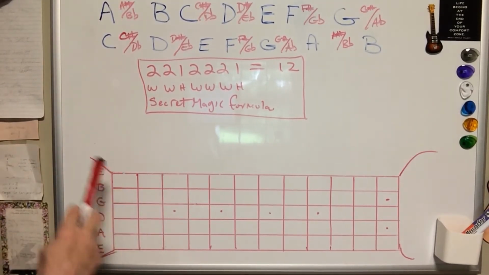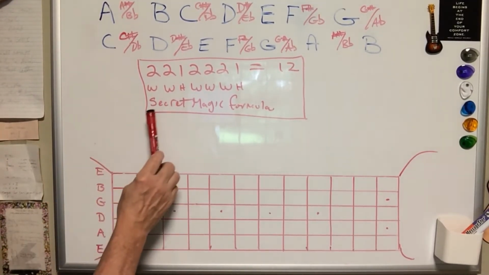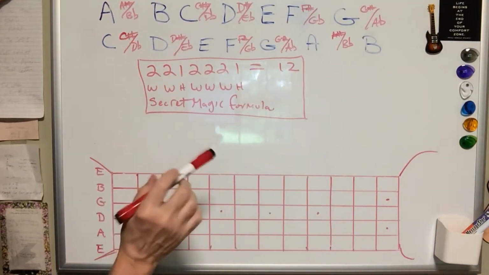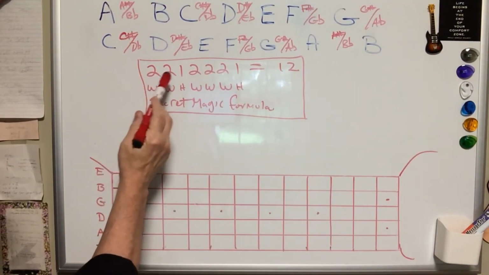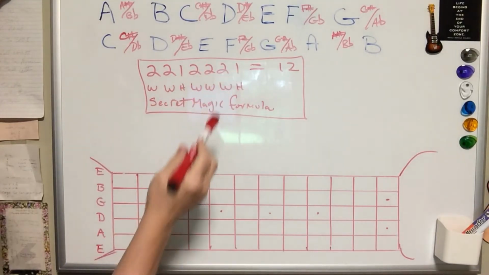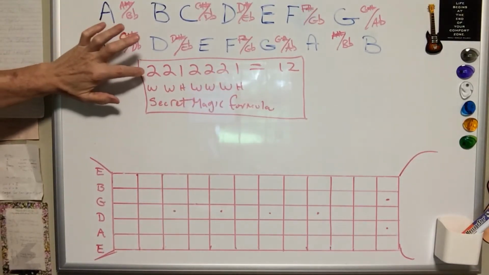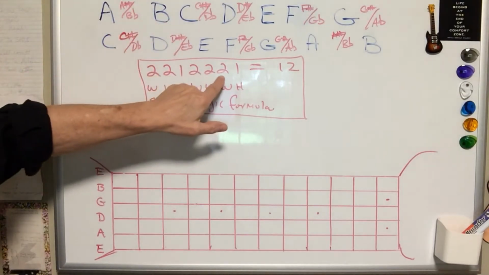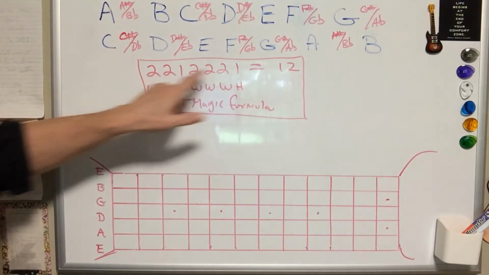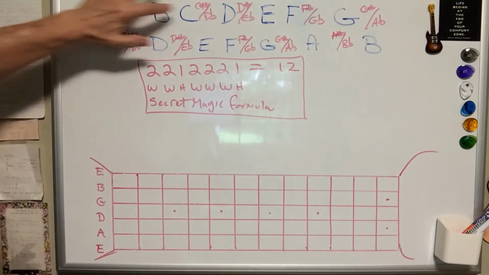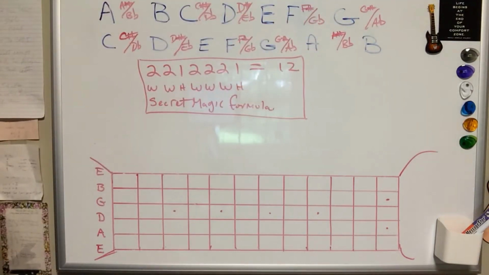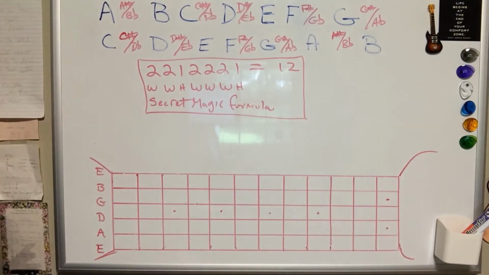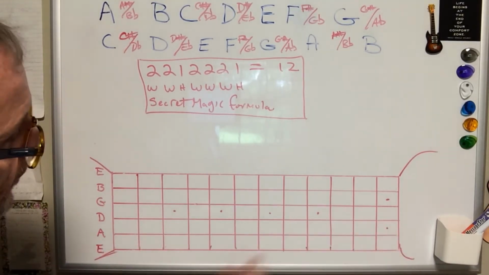Okay, so now what we have is the secret magic formula for all of music. And that formula is 2, 2, 1, 2, 2, 2, 1. Now, if you were to add these numbers up, 2 plus 2 plus 1, 5, 7, 8, 9, 10, 11, 12. This equals 12, which correlates to the 12 semitones that we have on the guitar for the first octave of the guitar.